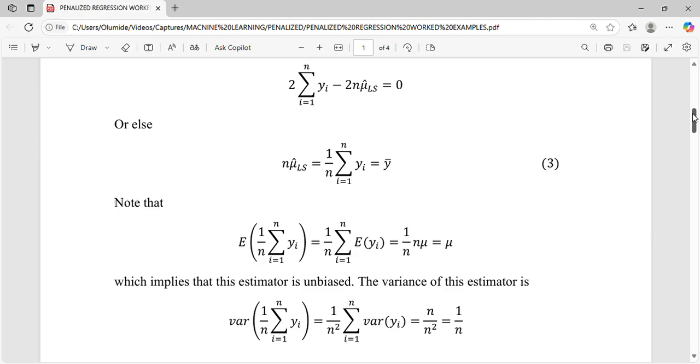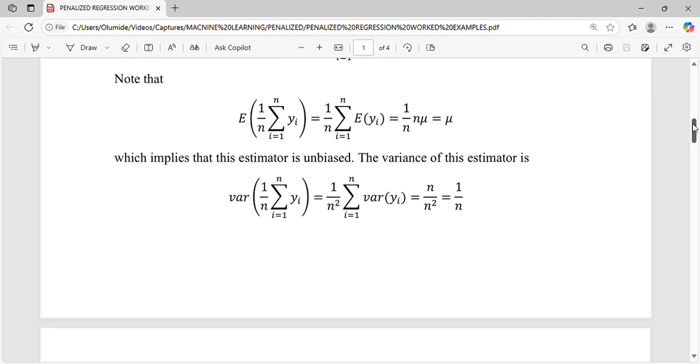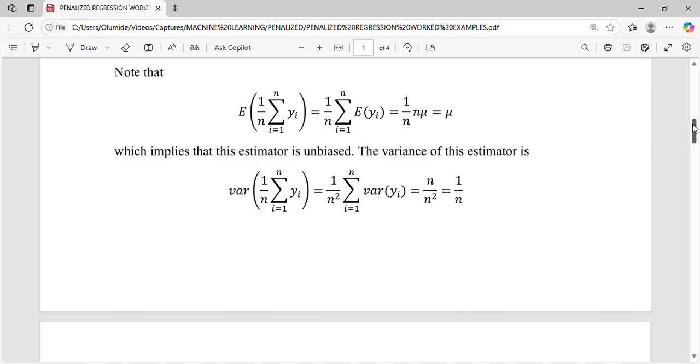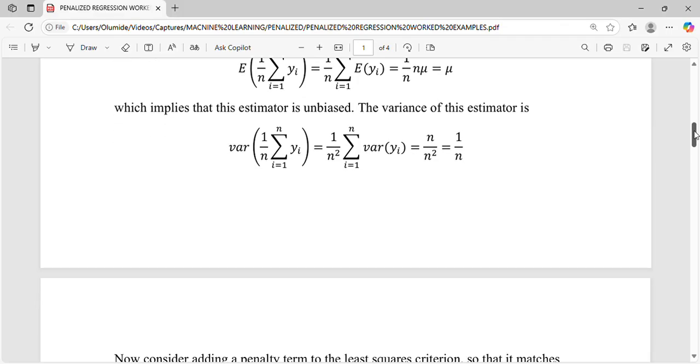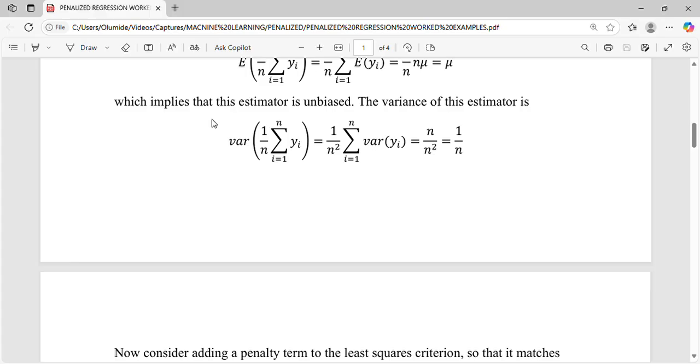Now look at the variance of the estimator. After working it out, we obtain n over n squared, which is 1 over n. We square the 1 over n, it comes to the front, then the variance of the summation of y hat is actually n. And that's where we have 1 over n.